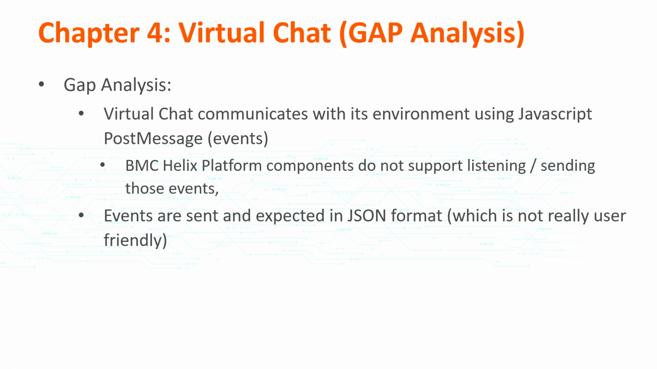So I did a very quick gap analysis. When you think about it, virtual chat communicates with its environment using JavaScript post message, like I said. And it's not something the BMC Helix platform does. It does not listen to that. If you remember, when I was changing my stars, automatically my RTF text would detect it and change and say, okay, here is 4. So the way it's working is you subscribe to an output parameter. You say, I want to subscribe to the star output parameter value.